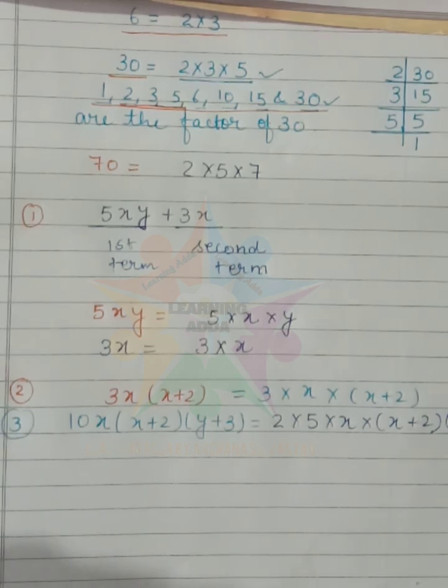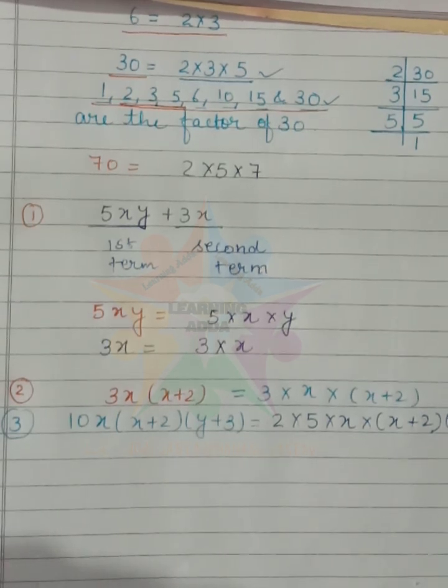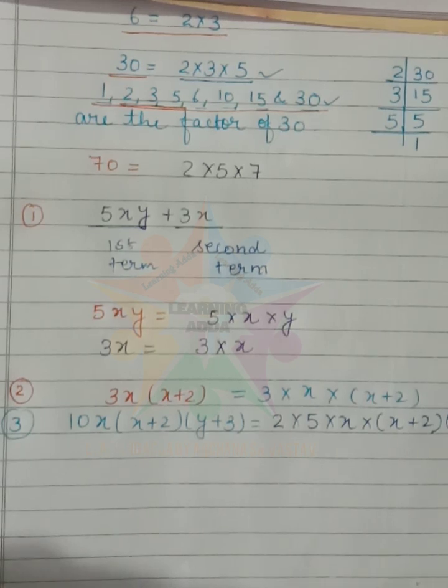This is the factor form of 10x(x + 2)(y + 3). What is factorization? When we factor an algebraic expression, we write it as the product of factors. These factors may be numbers, algebraic variables, or algebraic expressions.